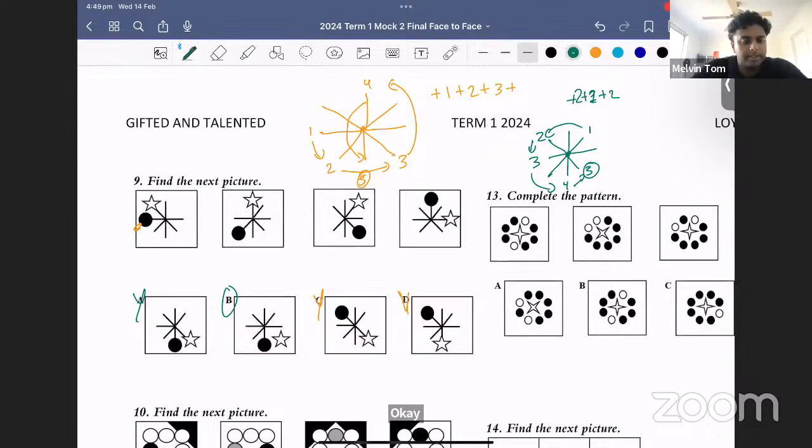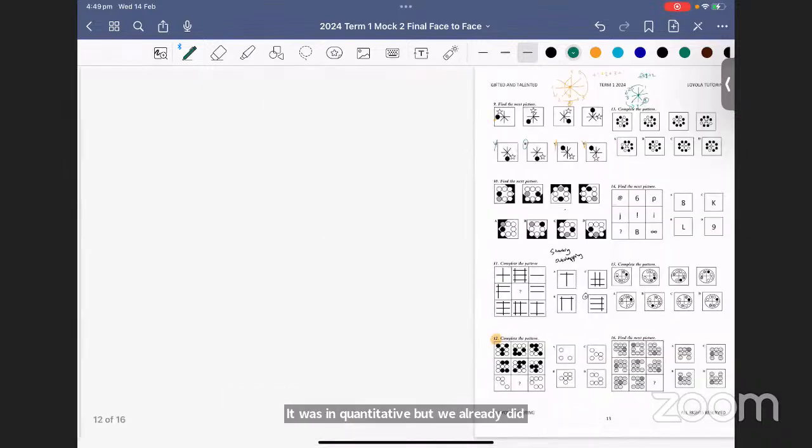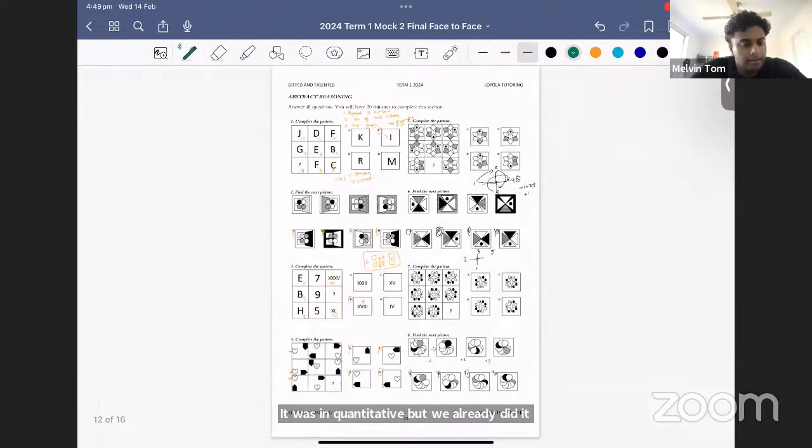Next one, Sangamesh, question number 24. Which subject is that in? It was in quantitative, but we already did it. All right, good man.